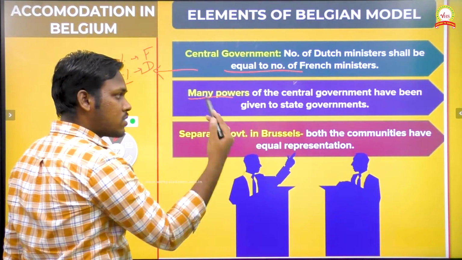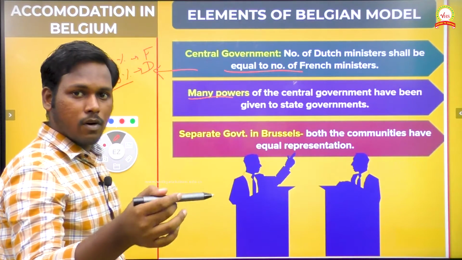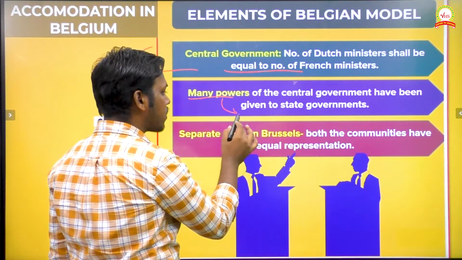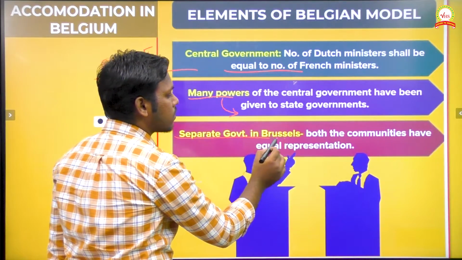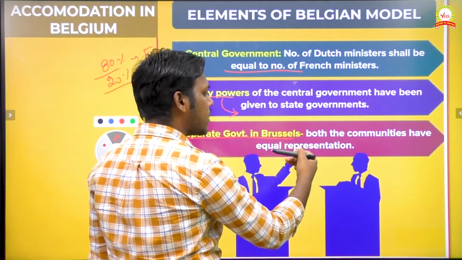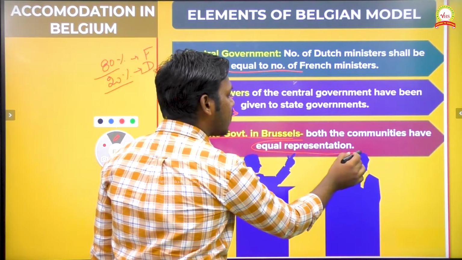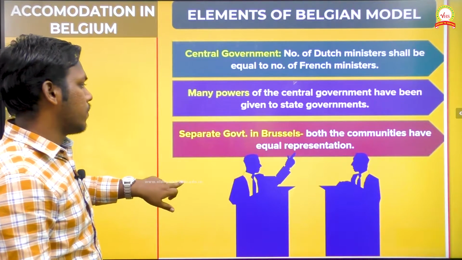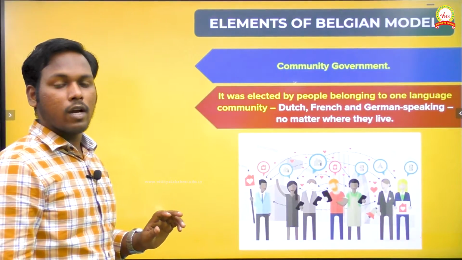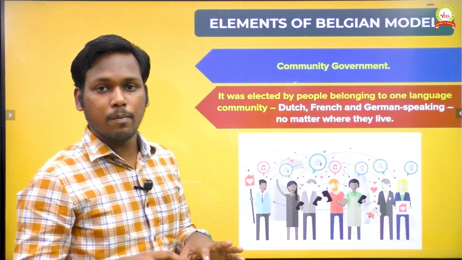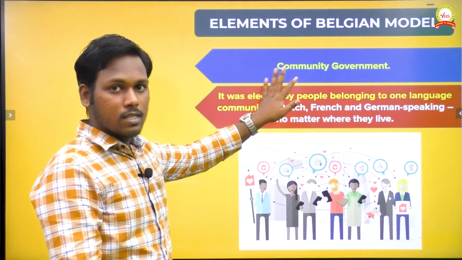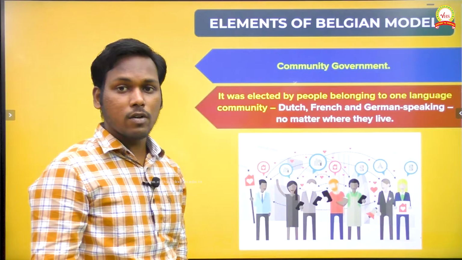So no separate powers were vested in the hands of the central government. They have shared everything, and there is a separate government in Brussels, where both communities have equal representation. This was done in order to slow down everything, in order to compromise the people, in order to stabilize the unity of the country. They have made all these arrangements. Finally, the community government was formed.